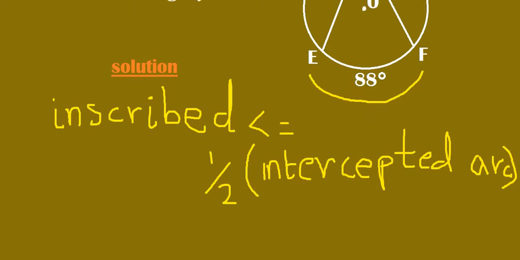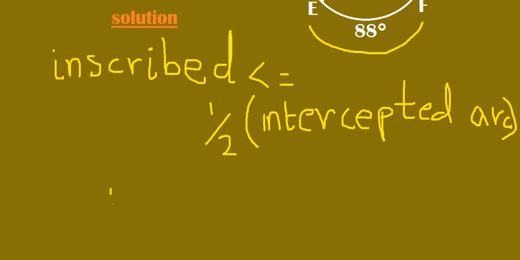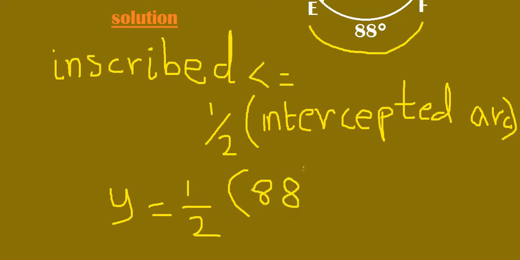So inscribed angle is y, and this should be equal to a half times intercepted arc. Our intercepted arc is 88. Then after there we can simplify, because a half times 88, here we have the opportunity of dividing, cancelling by 2, 1, then by 2, we get 44.